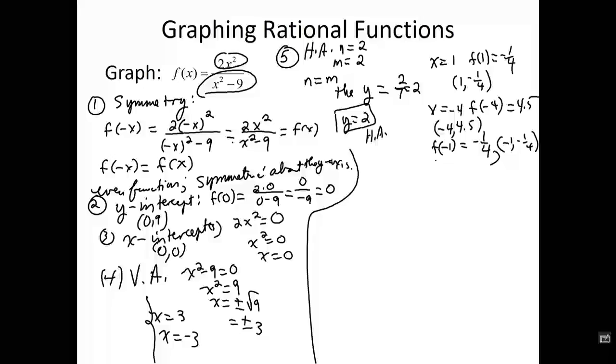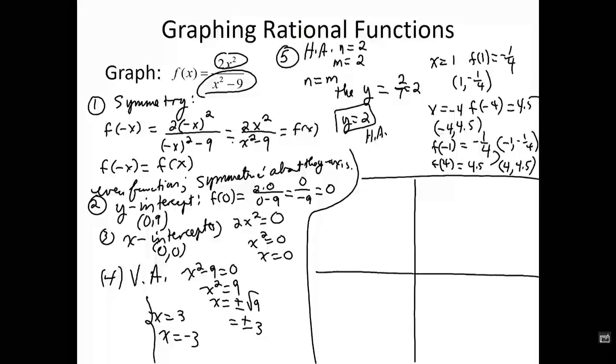And finally, let's say f of 4. Again, f of 4 is going to be 4.5, so we have the point (4, 4.5). So we're going to use all of the information that we have gathered here to obtain the graph of that rational function. So let's see what we have. Let's graph the function.